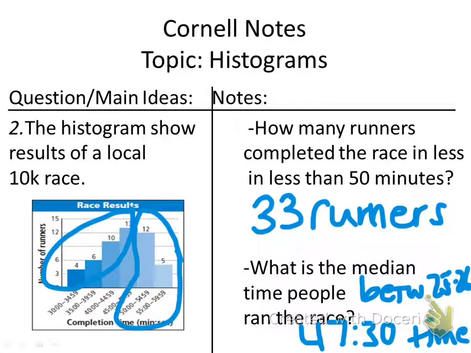Now, what is the median time people ran the race? Well, knowing and adding up all the numbers, there were 50 people that ran the race. So when I divide 50 by 2, I find that the number is between the 25th and 26th times. So looking at that, in between this time over here, which would be 45 to 49.59, the race time would be 47:30. I got that by adding these two numbers together and dividing by 2.